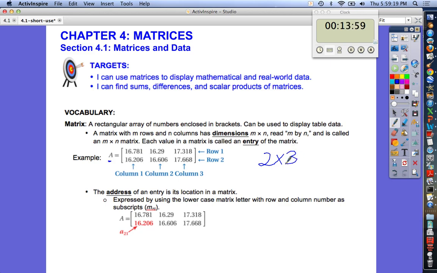And we have various entries or numbers in that matrix, and each entry has its own address so that there is no confusion. And the address is listed by the lowercase letter that corresponds to the matrix. So in matrix A, you'll have the lowercase a, and then the subscript row and column. So when we look at this example, this tells us that this number that's given in red, the 16.206, falls in row 2, column 1. So it is A subscript 2, 1.